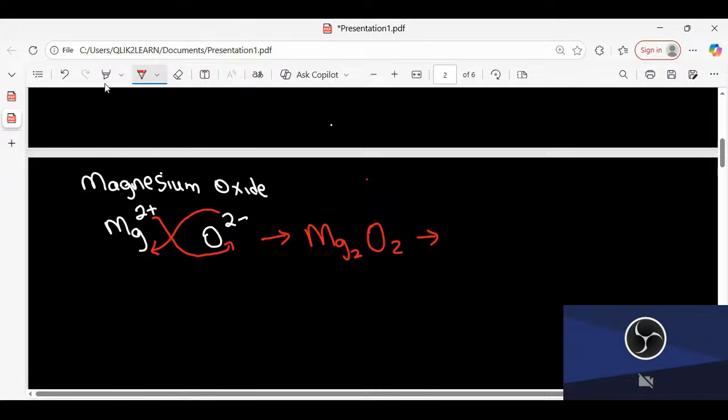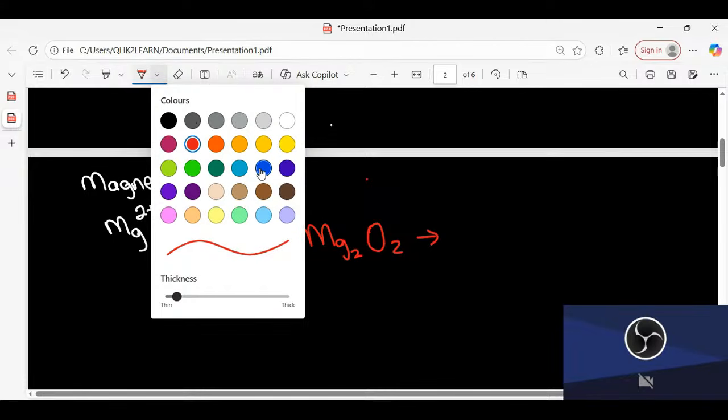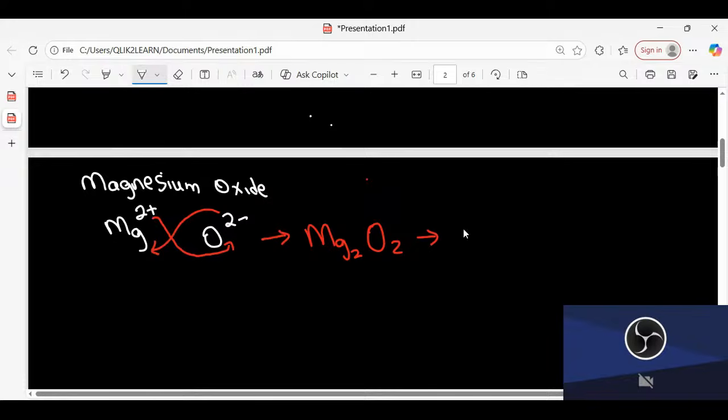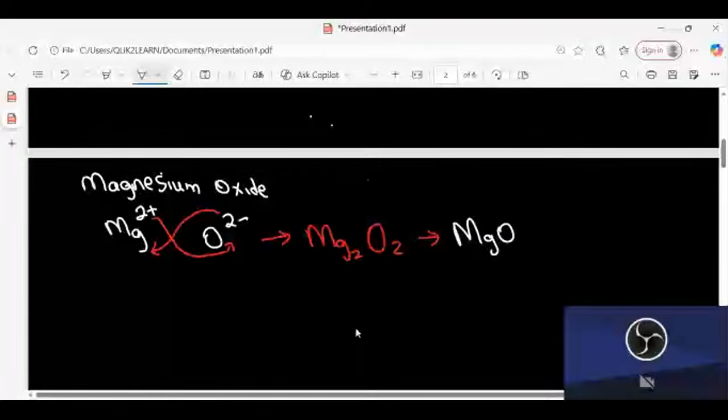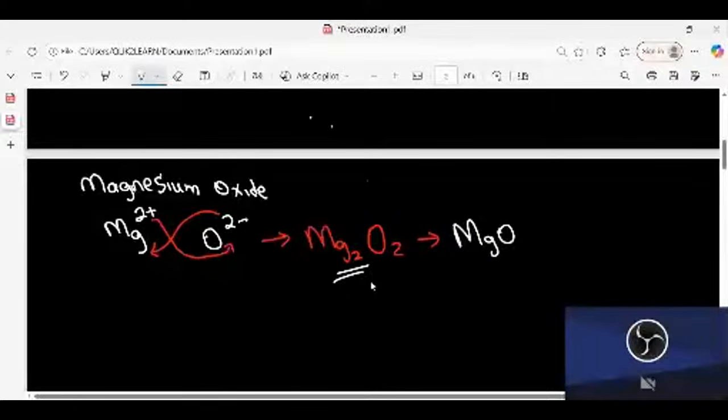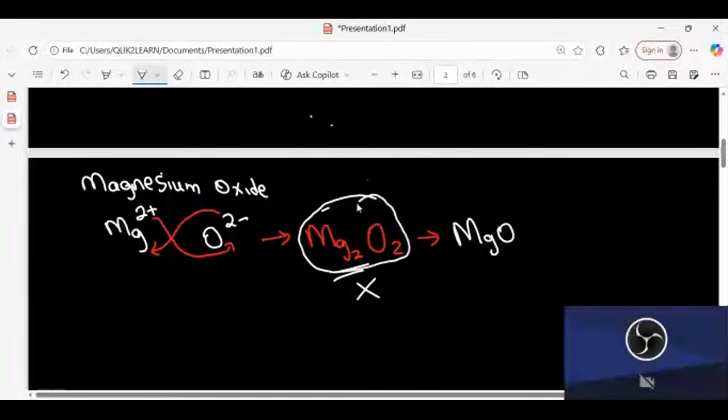But for the fact that the charges are the same, you're going to drop them. So the final answer here will be MgO. The chemical formula for magnesium oxide is MgO. Always write the chemical formula in this form. You cannot write magnesium oxide like this. This is wrong, but this is the correct answer. I even suggest you don't show that part, just write MgO, because we drop those two since they are the same.